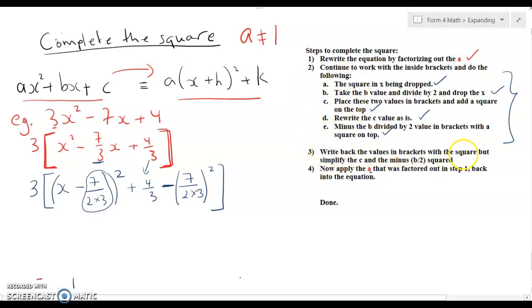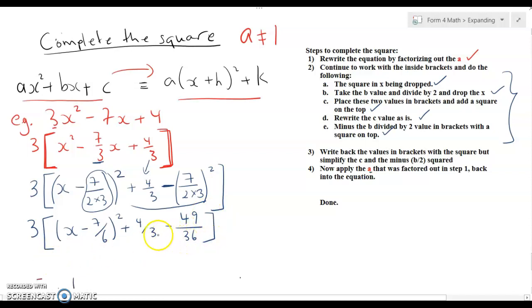Okay, so now let's move on to the third step. Write back the value in brackets with the square, but simplify the c and the b on 2 squared. So that just simply means all of this here, I'm going to simplify. So I'm going to write this back. I'm going to simplify this. I'm not going to keep writing 2 by 3. I'm going to write 6. I'm going to write back the 4 on 3. Now I'm going to write 49. Now how did I get that 49? It's 7 squared. And this value at the bottom here is 6. It's going to become 36 because 6 squared is 36.